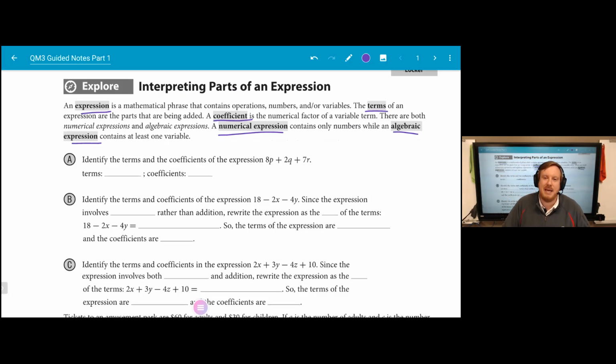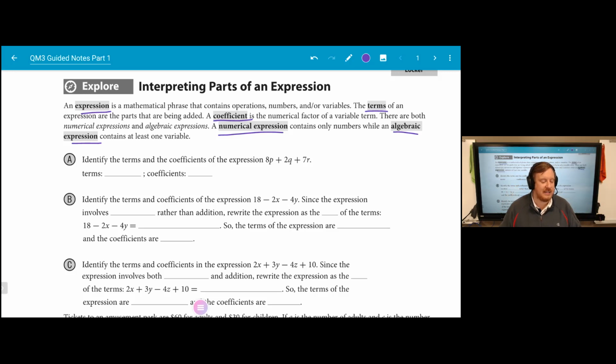I have said this many times so far. We did this in PA2 also. We talked about expression versus equation. An expression, you got some math things going on, but no equal sign. Again, you got operations, numbers, and variables. The terms of the expression are the parts that are being added. But what if they're subtracted? Good question. We'll get to that.